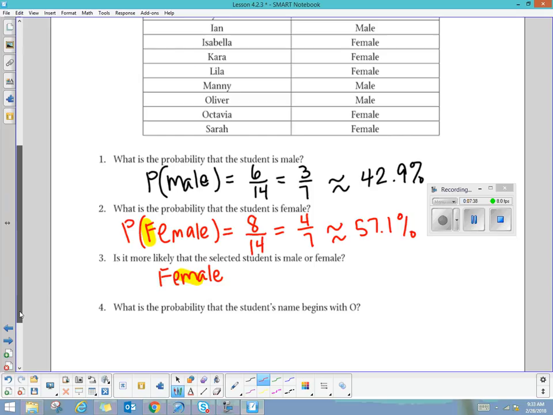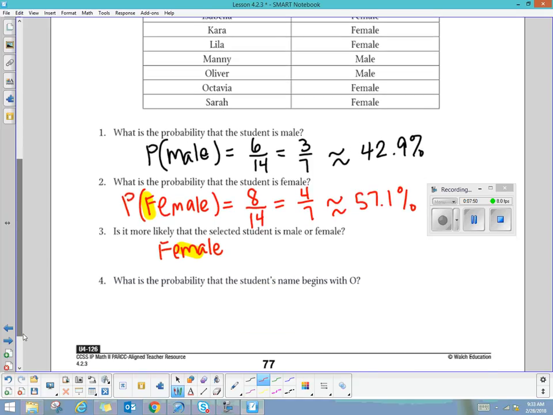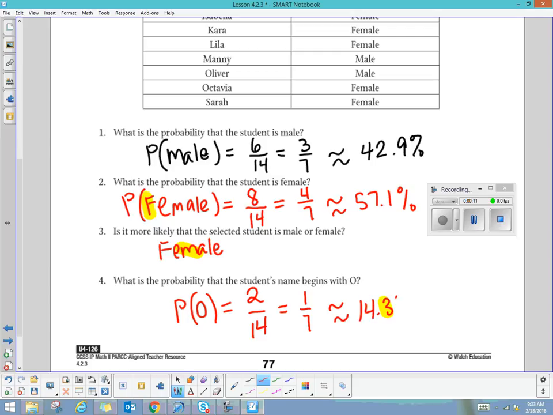Lastly, what is the probability that the student's name begins with the letter O? Sorry, not quite sure what the screen is doing. Sorry for bouncing around. So probability of selecting a student's name that begins with an O, there's simply 2 out of the 14. Again, let's reduce it, giving us a 1/7, which is about a 14.3% probability of selecting a student's name who begins with the letter O. Again, hope you did well, and let's move on.